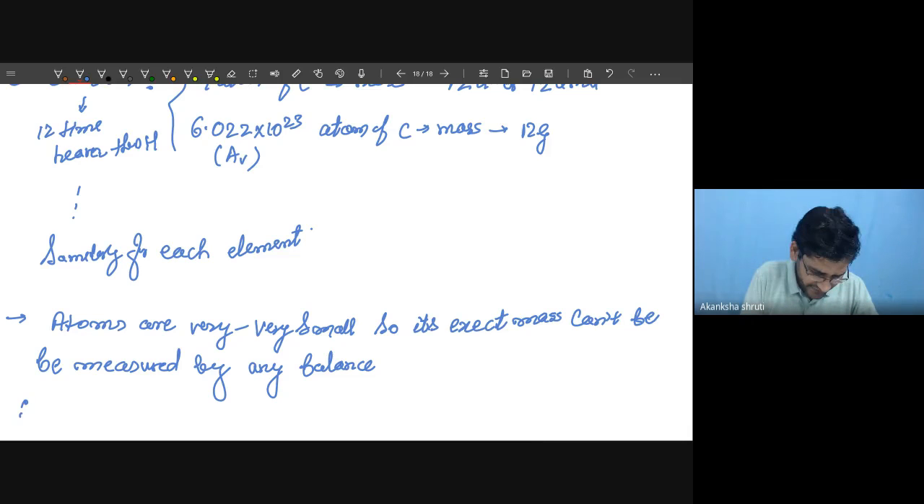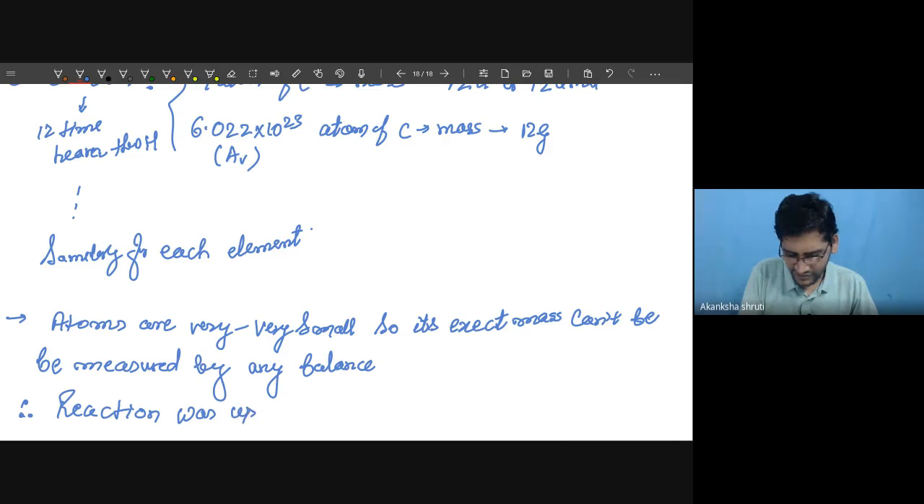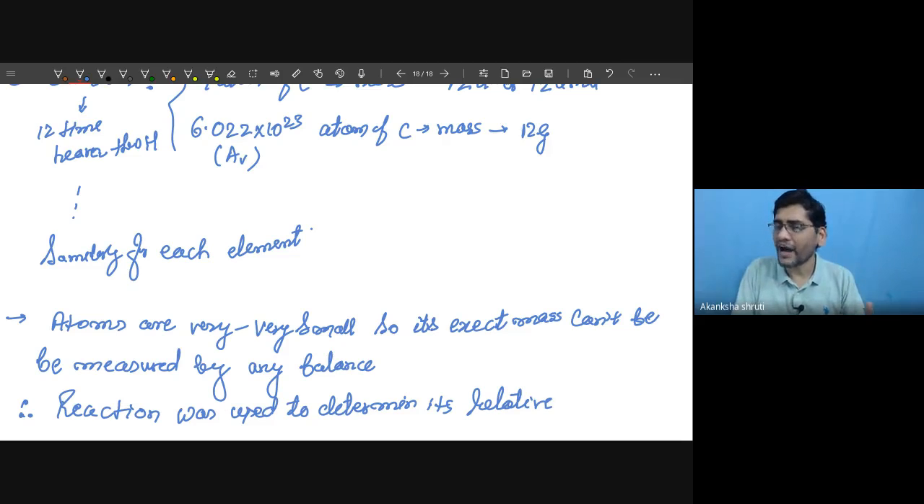So therefore, this chemical reaction or laws of chemical combination was used to determine its relative mass, means one is heavier than the other by how much amount. So reaction was used to determine its relative mass, which was initially given in gram.